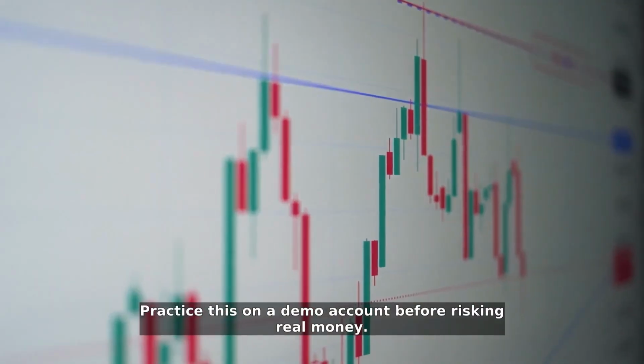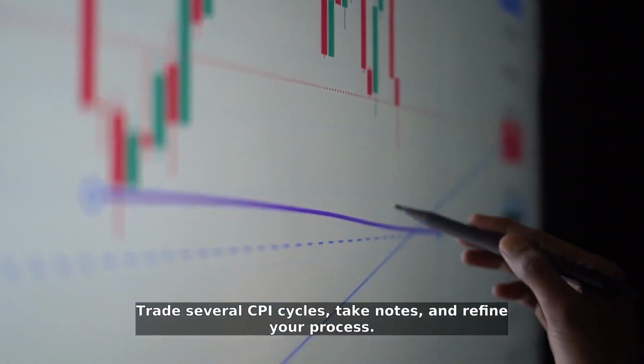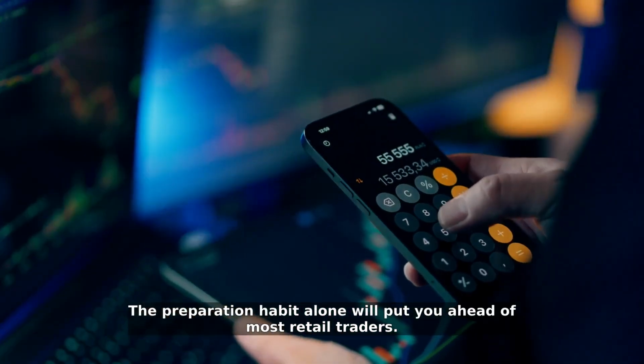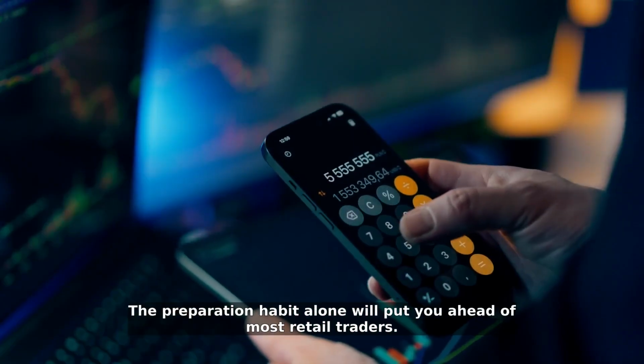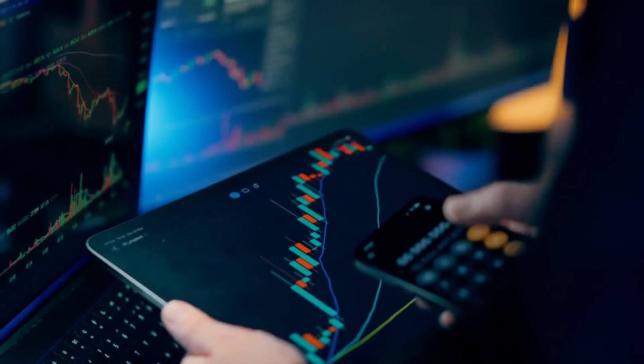And keep this in mind. The market does not always move the way the numbers suggest. A strong CPI print can sometimes cause a currency to fall if the result was already priced in. Wait for price action to confirm direction before committing.